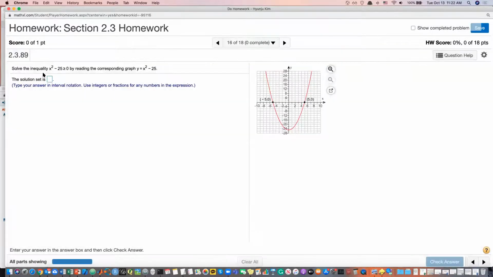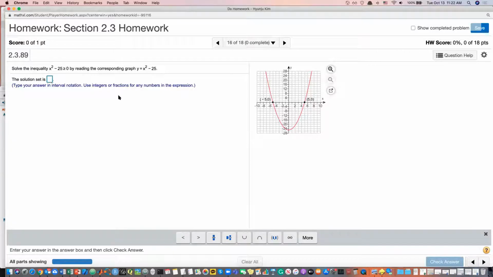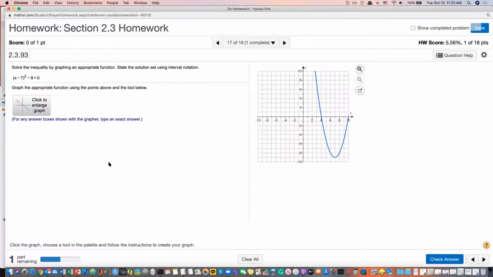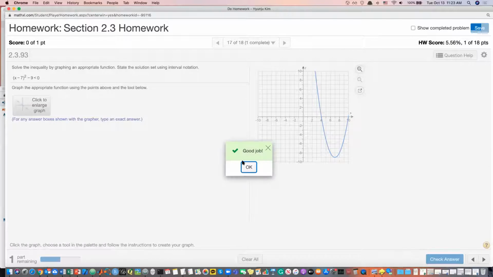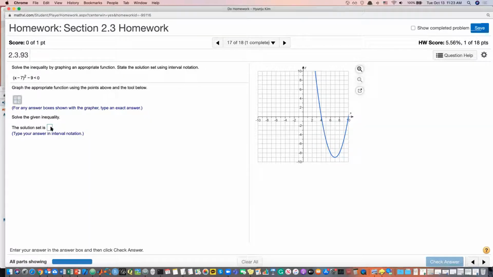Okay, so let me enter the solution. Negative infinity to negative 5, closed, and the union, see the union right here, and then closed 5 to infinity. Okay, to infinity. So now let me see. Yeah, we did it, right? We found the solutions, right? So yeah.